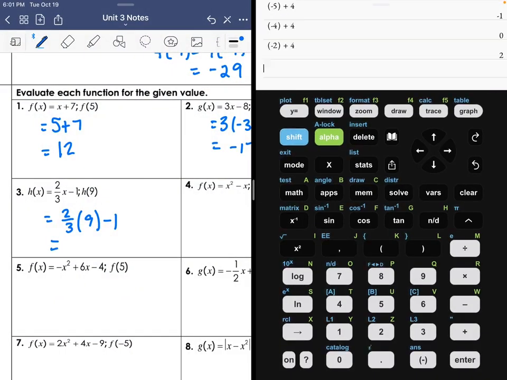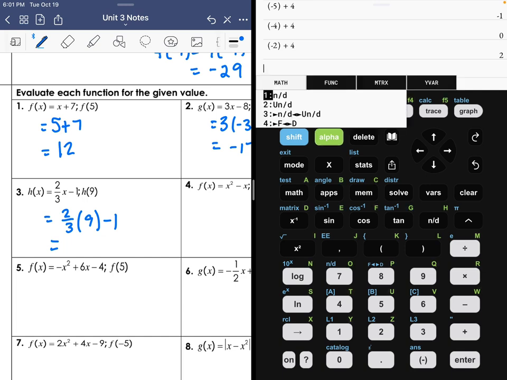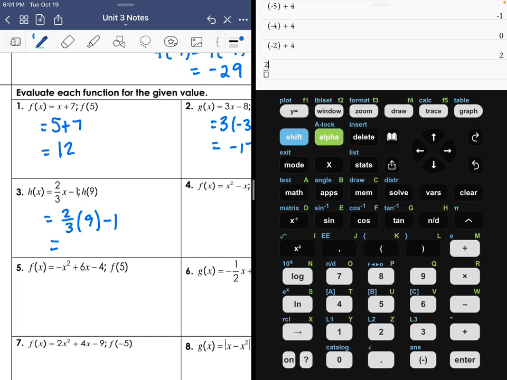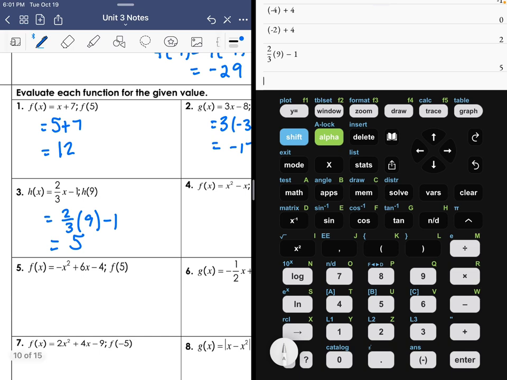So let's get off this from yesterday. You would do alpha y equals, enter. Then do 2 over 3. And then you're multiplying that by 9, and then you're going to subtract 1. So that's 5. That's how you would do that in your calculator.